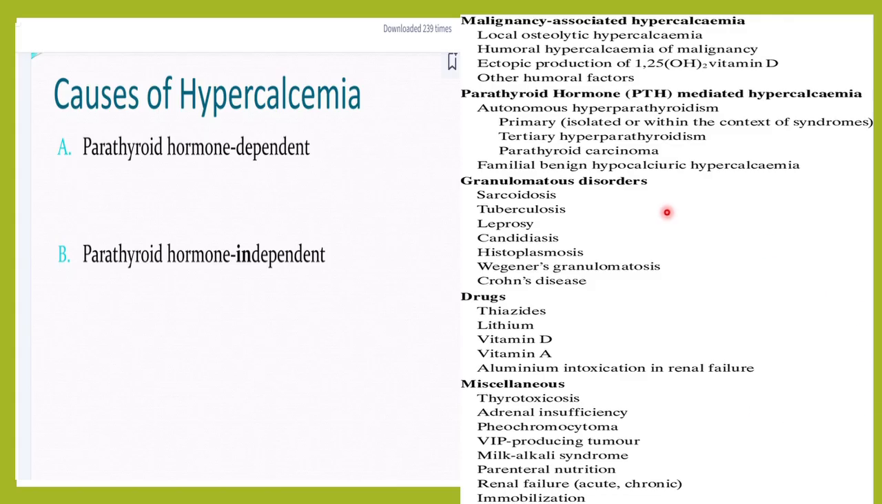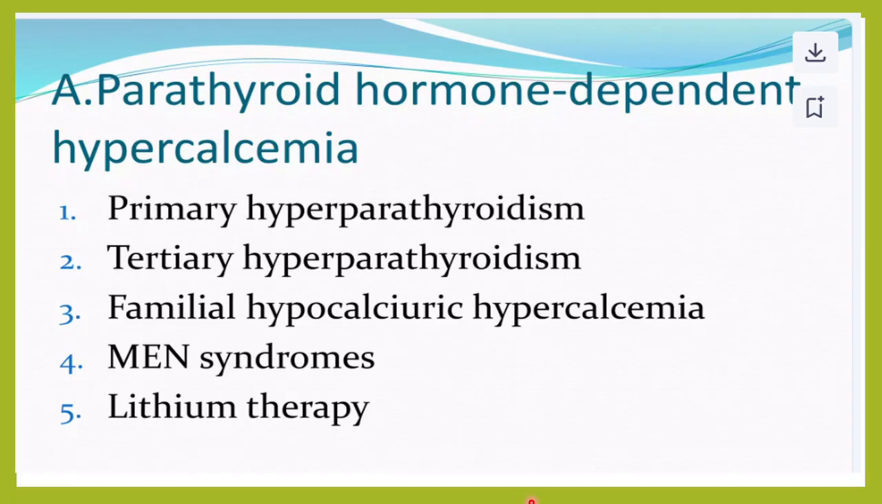So, now coming to the causes of hypercalcemia, we can divide the causes as parathormone dependent and parathormone independent. There are various causes: malignancy associated, granulomatous disorders associated, drugs which are associated with hypercalcemia, and there are other miscellaneous causes. So let us see each cause one by one.